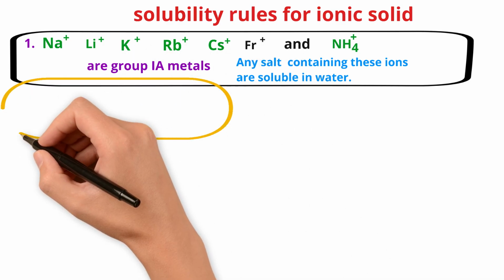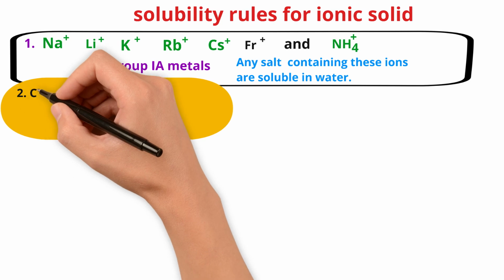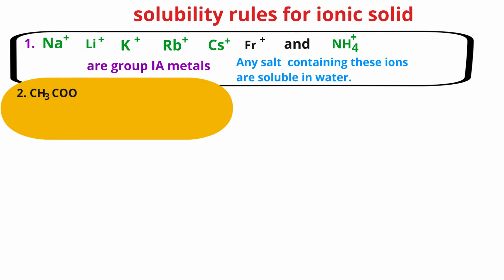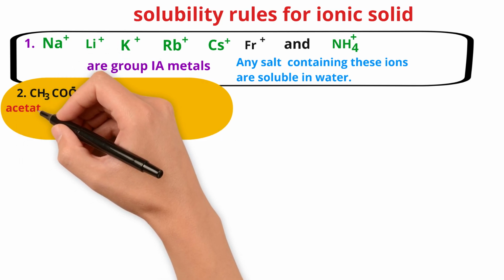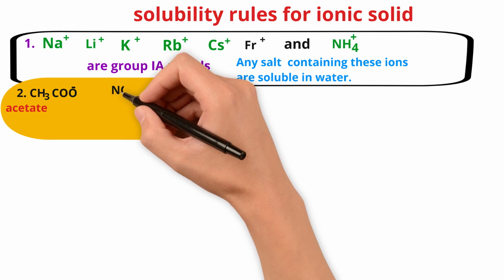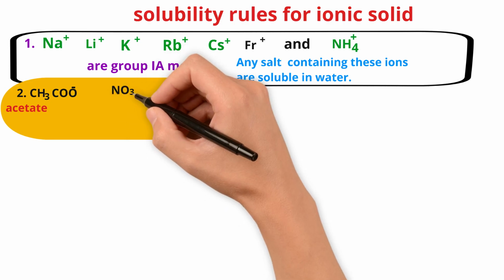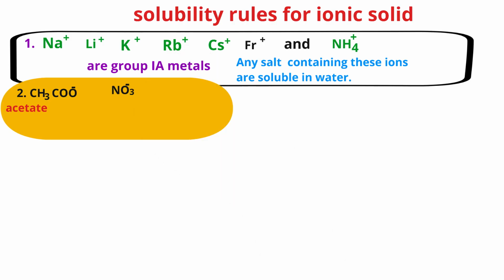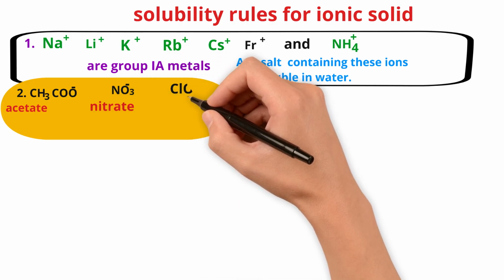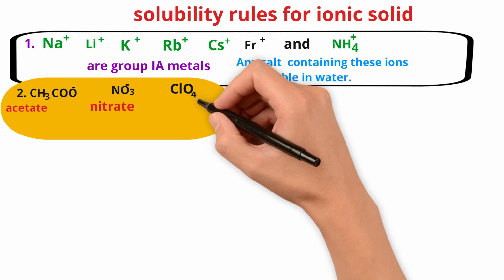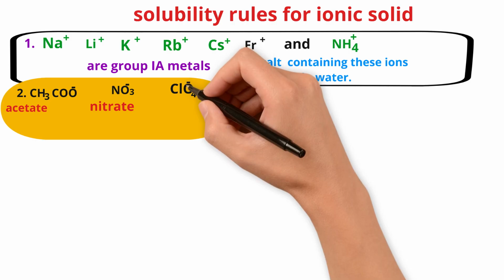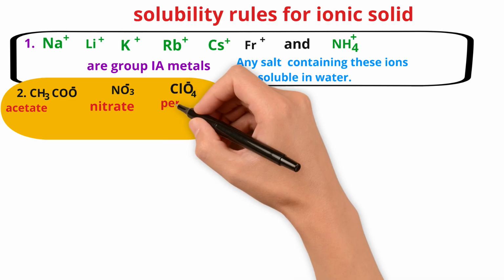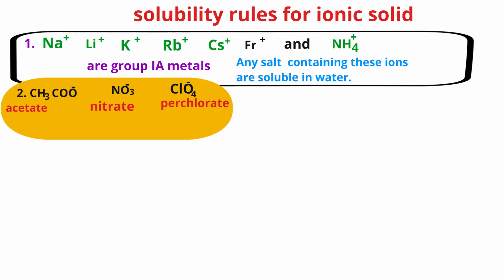Now let me talk about the second rule. The second rule talks about 3 ions: acetate ion, nitrate ion, and perchlorate ion. Any salt that contains these 3 ions, such as acetate ion, nitrate ion, perchlorate ion, generally they are soluble in water.